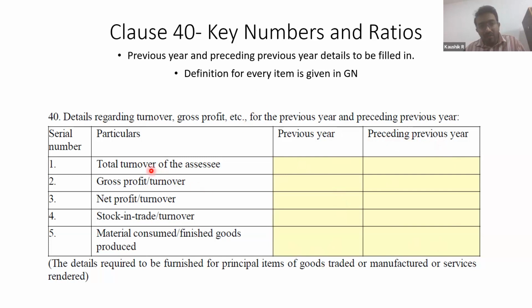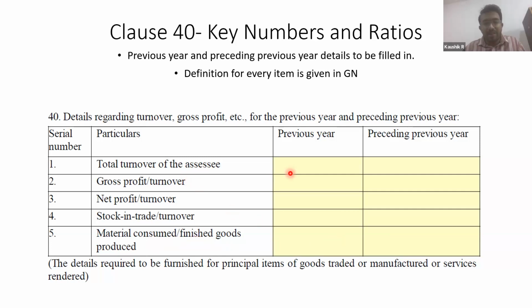There is a definition for every item that has been reported here. So what is materials consumed? They have given a formula for materials consumed itself. That much amount, what is the finished goods produced? For these two things, there is a specific formula itself. We should apply that formula and arrive at those numbers. It is not just whatever is there in your P&L account, you'll pick and write it here. There is a specific formula that you have to use and determine these numbers.